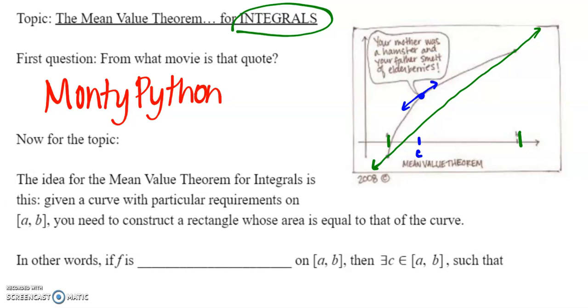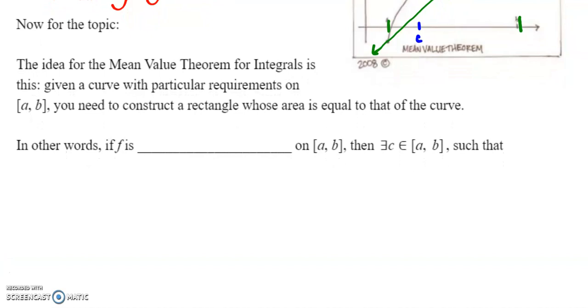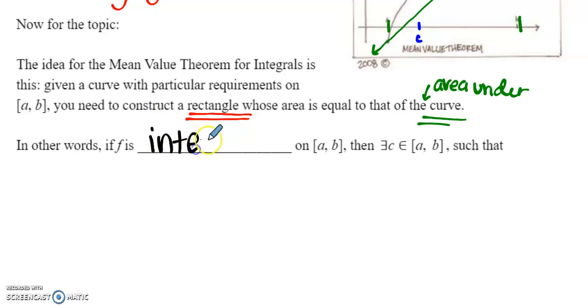So now for the topic. The idea for the mean value theorem for integrals is this. Given a curve with a particular requirement on a to b, okay, so a closed interval, as most of our theorems revolve around, you need to construct a rectangle whose area is equal to that of the area under the curve. So, in other words, if f is integrable, the mean value theorem for derivatives said f was differentiable. This time we're saying f is integrable, which means we can take the integral or the antiderivative on the closed interval from a to b.